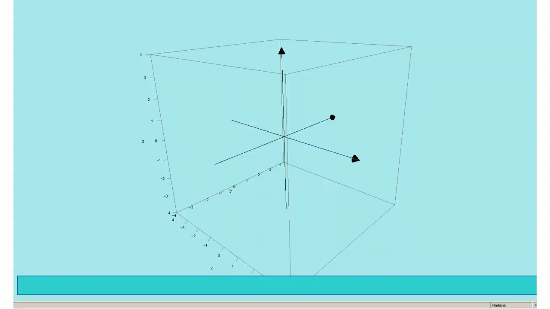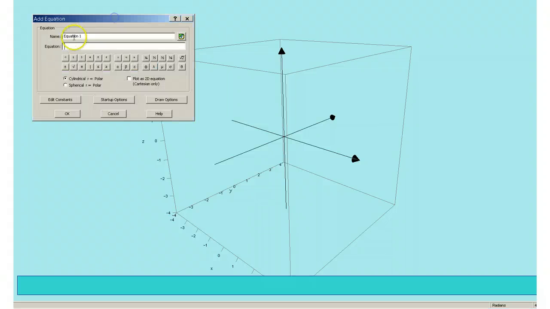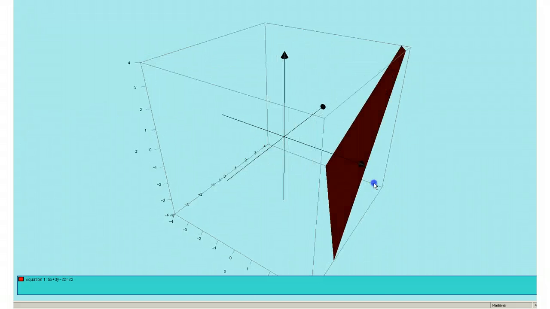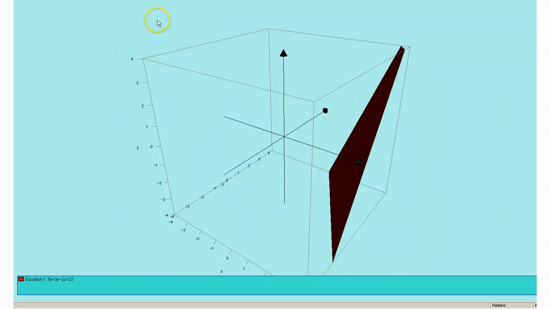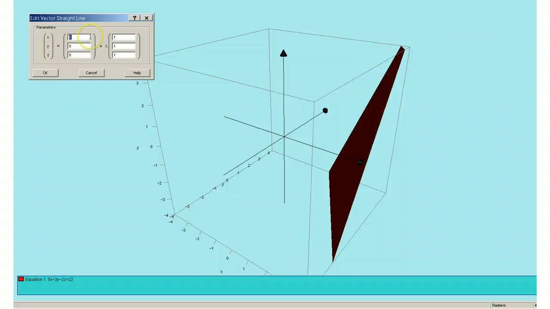So we will start by putting in the equation of the plane, and that is 5x plus 3y take away 2z is equal to 22. Okay, so that's what our plane looks like. We're now going to find where the line intersects that plane. So I'm going to put in the vector equation of the line. Just pop this down here. So we've got (3, 1, 5) and (-3, 4, 2).